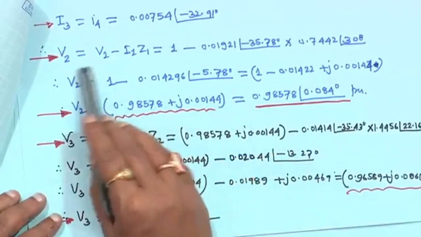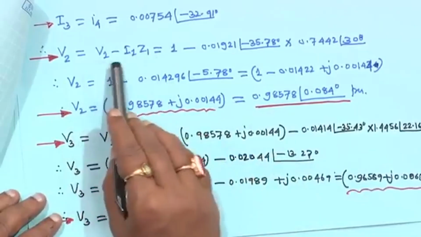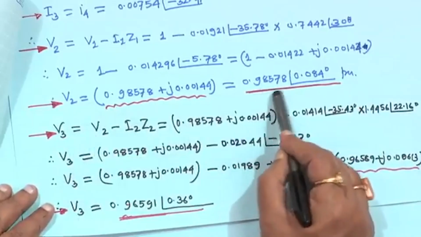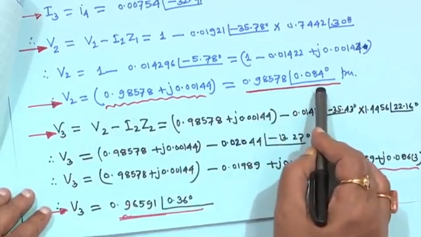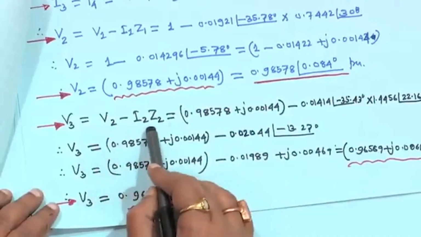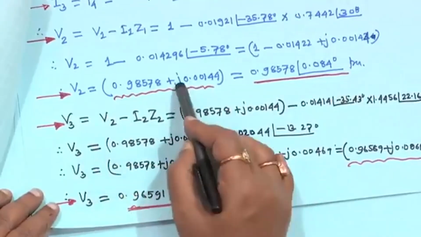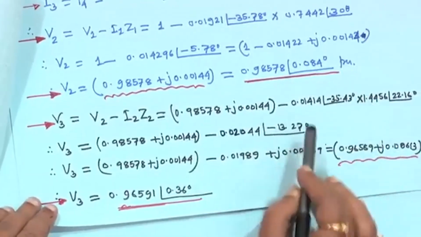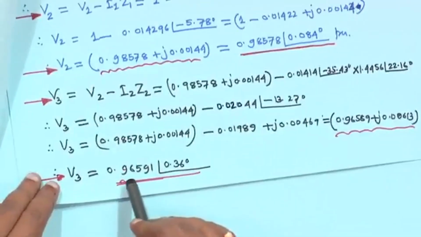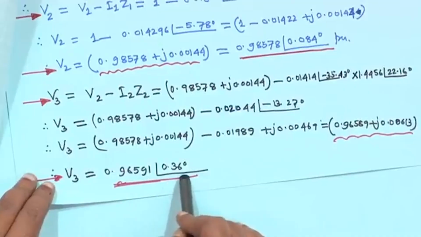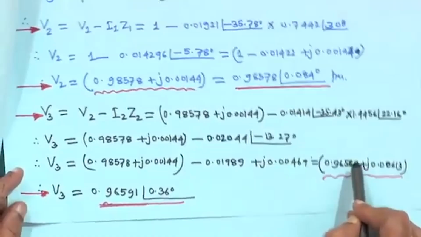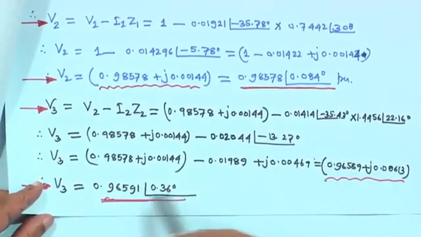Therefore, you calculate V2. You put all the values I1, V1, Z1, everything, you will get V2 is equal to 0.98578 angle 0.084 degree. Similarly, V3 is equal to V2 minus I2 Z2. Put this V2 value and this I2 and Z2 value here, and calculate. You will get V3 is equal to ultimately 0.96591 angle 0.36 degree, with this being the real part and this the imaginary part.